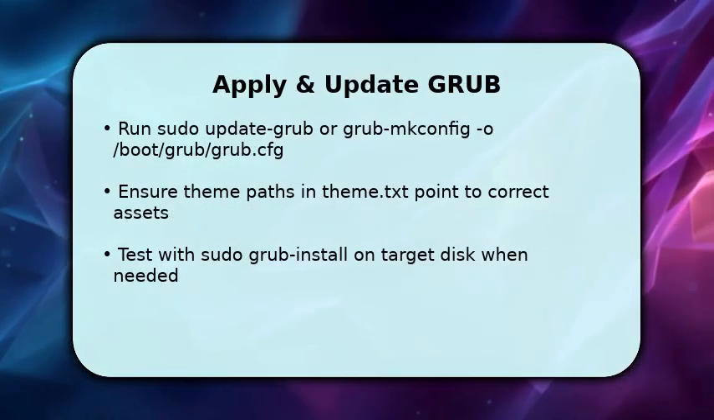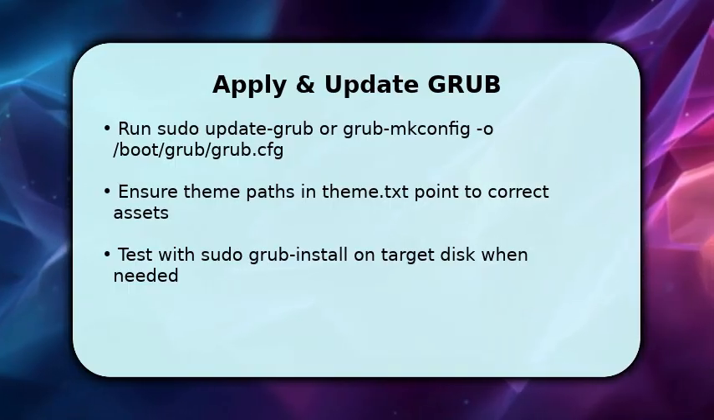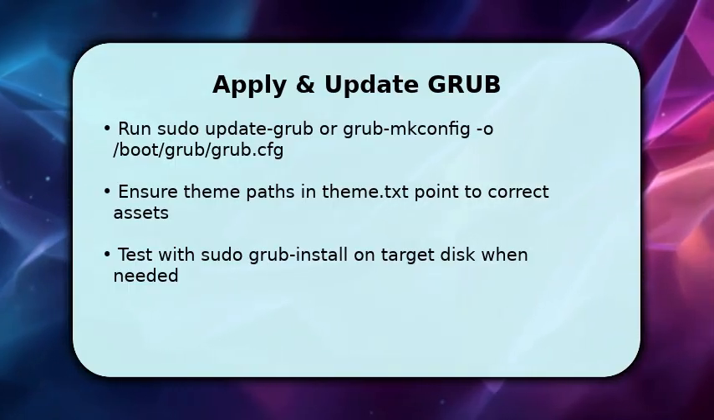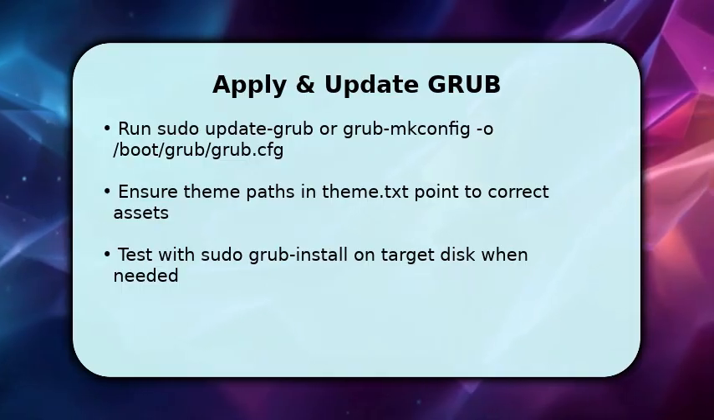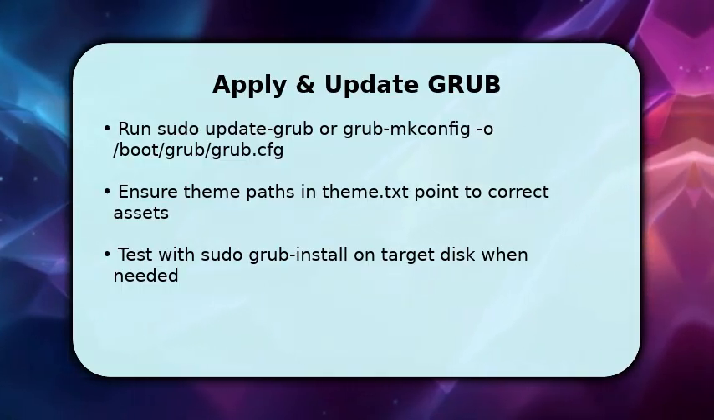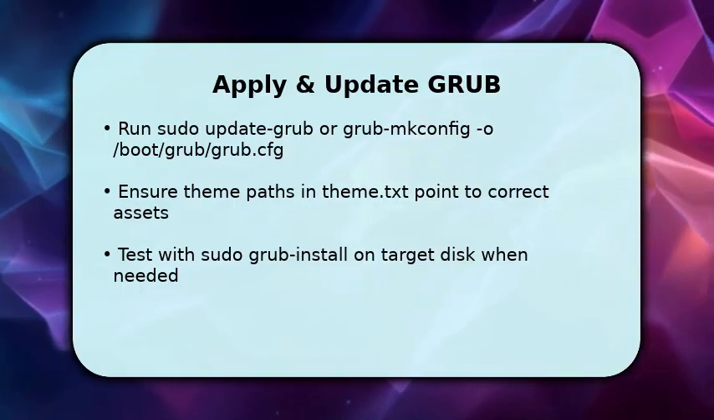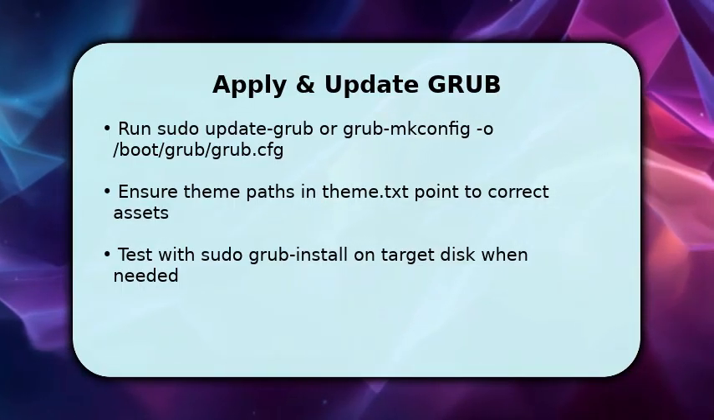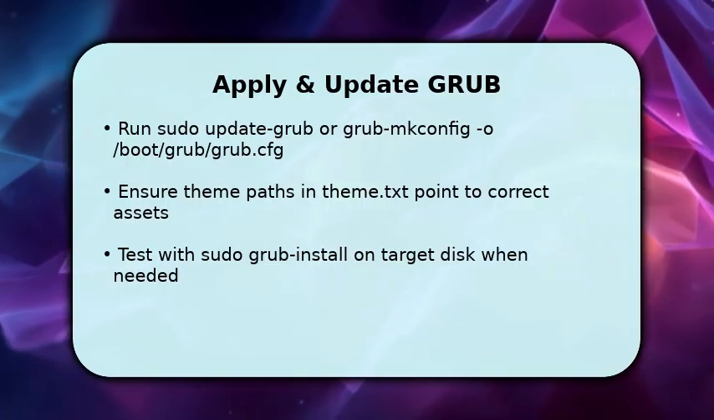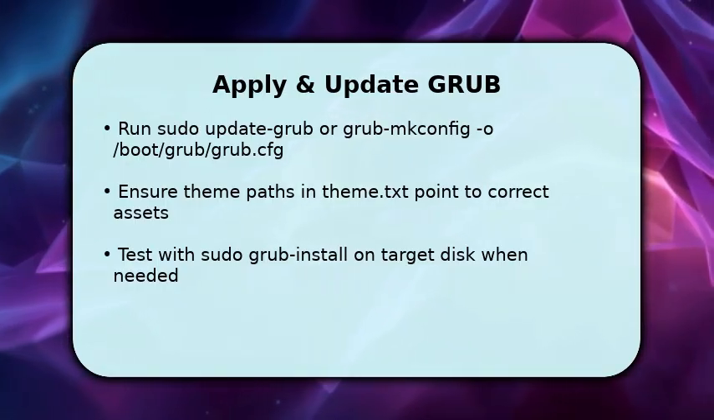Now you apply changes. Run sudo update-grub or grub-mkconfig -o /boot/grub/grub.cfg to regenerate configuration so GRUB reads the new theme. If update fails, check theme.txt for correct relative or absolute asset paths and fix any missing background, font, or terminal settings.